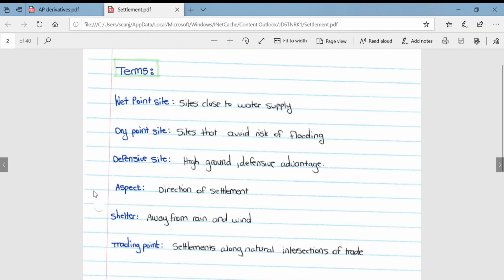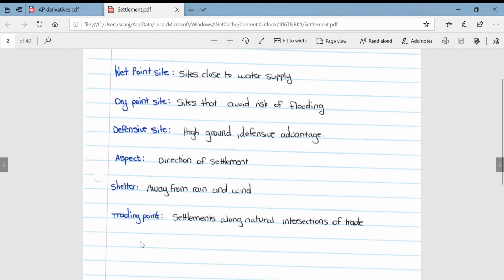Then the whole thing of aspect, which I have spoken about in one of the climatology videos. It is the direction of the settlement in relation to the sun. Is it north facing or south facing, and the effects that this can have both socially and economically. Then shelter. Obviously, you get your shelter away from the rain and wind. Trading point is settlements that occur along natural intersections of trade.